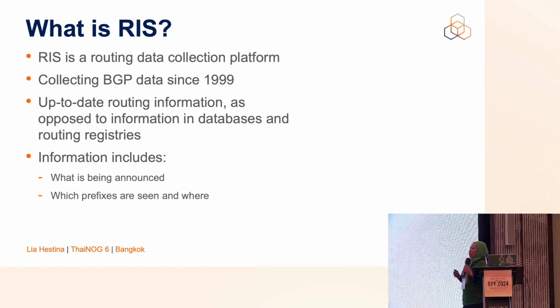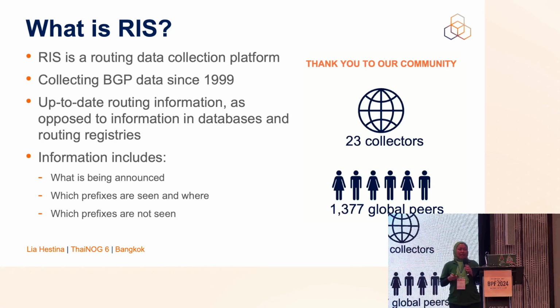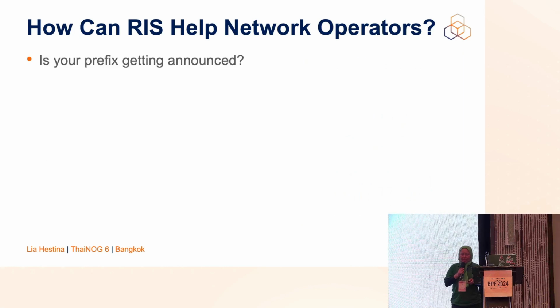And what kind of information is RIS showing? It's showing information such as what is currently being announced and where, and which prefix is currently seen and not seen. And we have a wonderful RIS community with more than 1,300 global peers, and we have 23 collectors around the world. So what are the tools? How can a network operator use RIS?